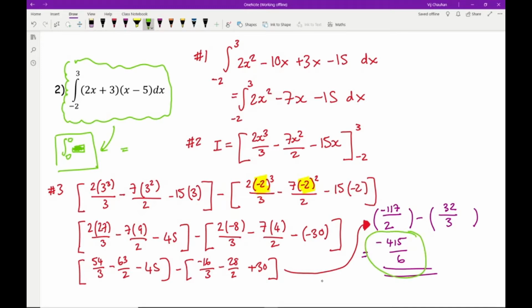Now the problem with that is, do not do that in an exam, because you will lose all your marks, because they're looking for each of these steps. They're looking for you to expand the brackets out, they're looking for you to integrate correctly, substitute the upper limit, substitute the lower limit, take it away, and then work out your final answer.